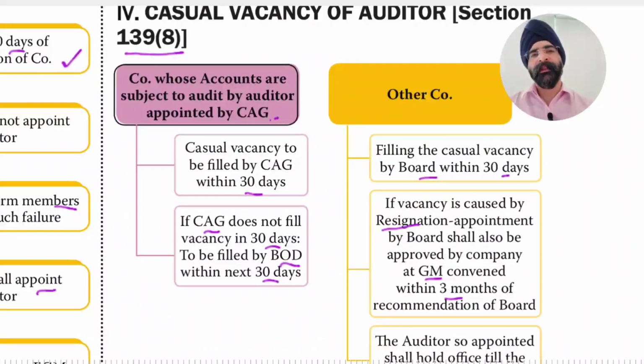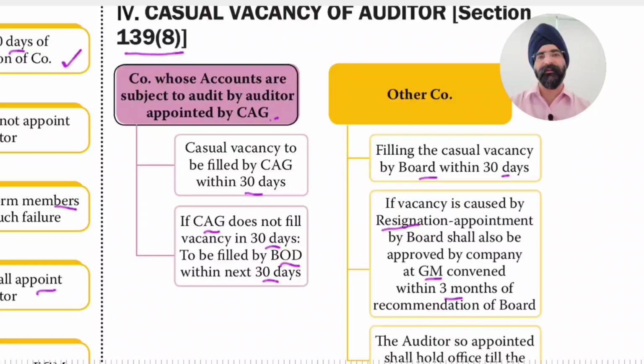Now suppose the AGM is being convened within that next 3 months, then should this matter be considered directly at AGM? The concern is whether, if the annual general meeting is being convened within the next 3 months, this casual vacancy due to resignation can be approved by members in the annual general meeting?